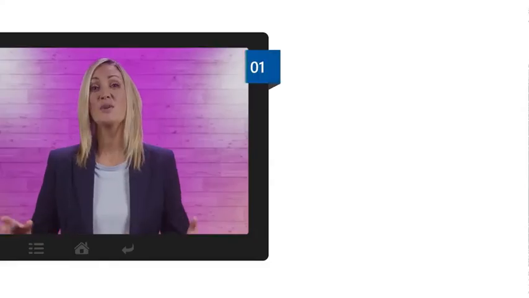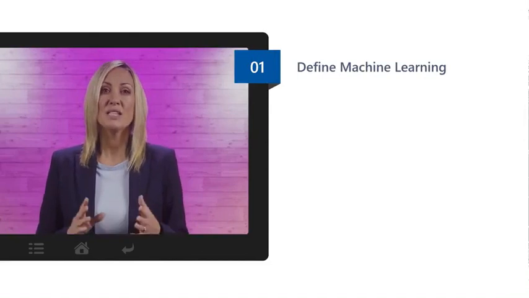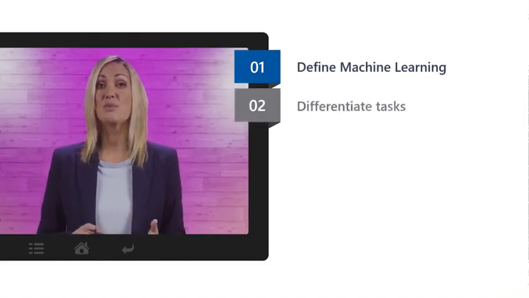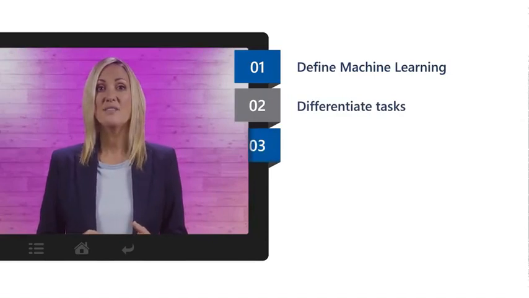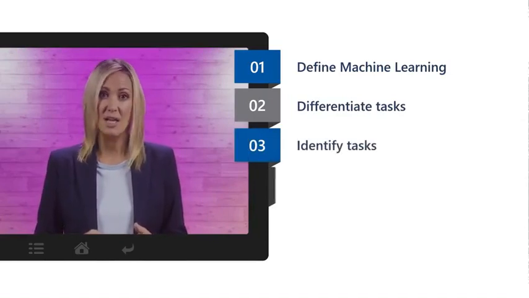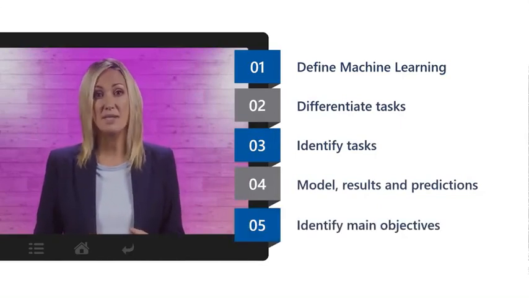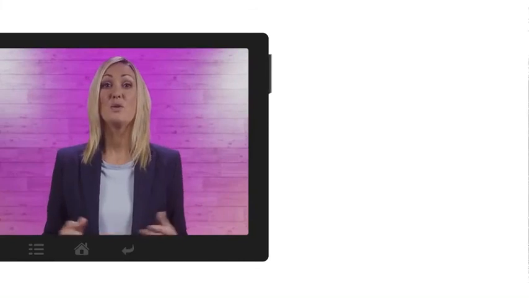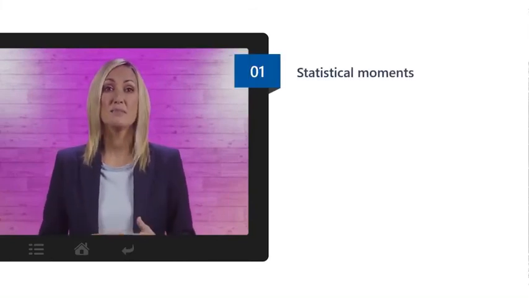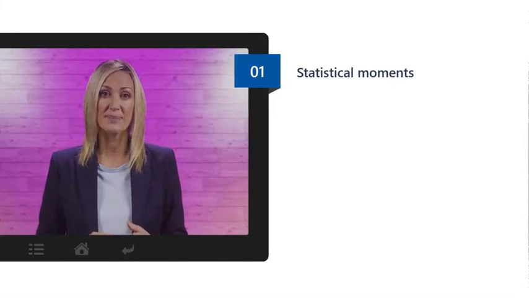In this lesson, you learned the basics of machine learning and learned how to use PySpark's machine learning package to build key parts of the machine learning workflow that include exploratory data analysis, model training, and model evaluation. Now that you have concluded this lesson, you should know how to define machine learning, differentiate supervised and unsupervised tasks, identify regression and classification tasks, train a model, interpret the results and create predictions, and identify the main objectives of exploratory analysis.